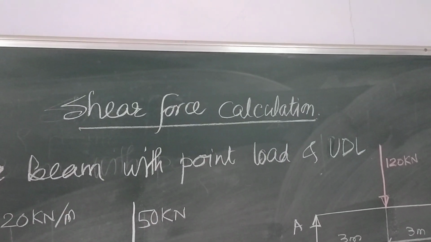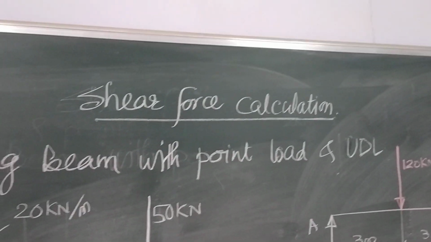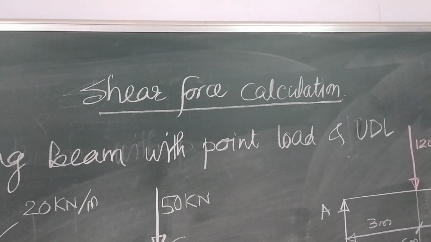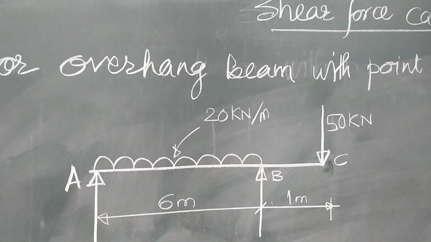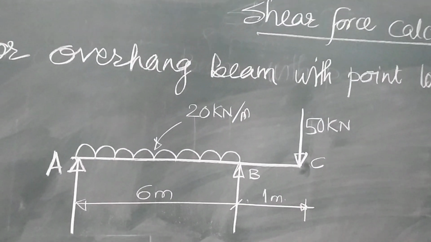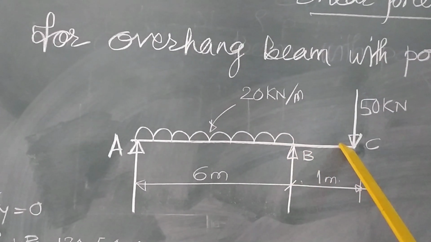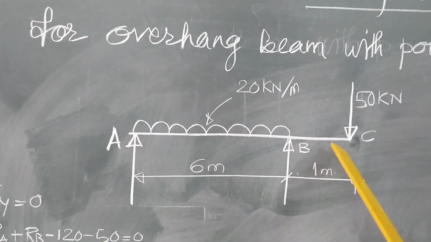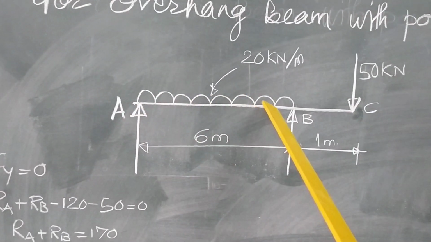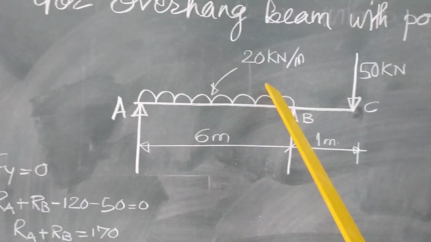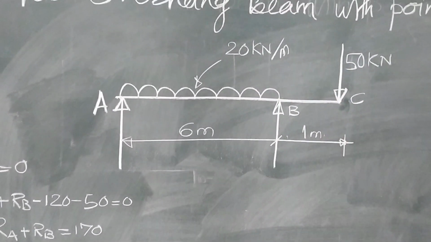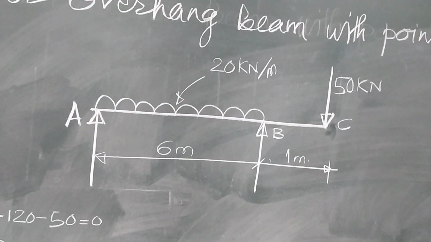Hello friends, let us find out shear force calculation for an overhang beam with a point load and a UDL. This is an example: beam ABC with overhang BC. You know what an overhang is? It is the part after the support. ABC has a span of 7 meter. The UDL is for 6 meter span from A, B is at 6 meter, and there is a point load at the end of the overhang. So this is our example.